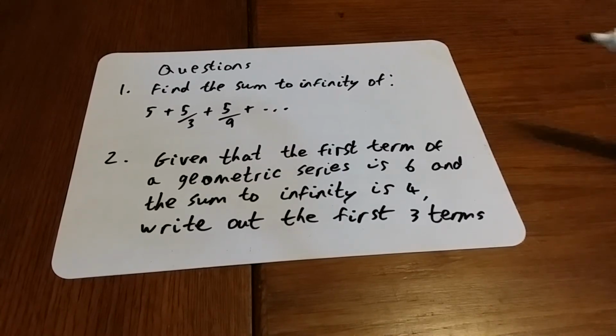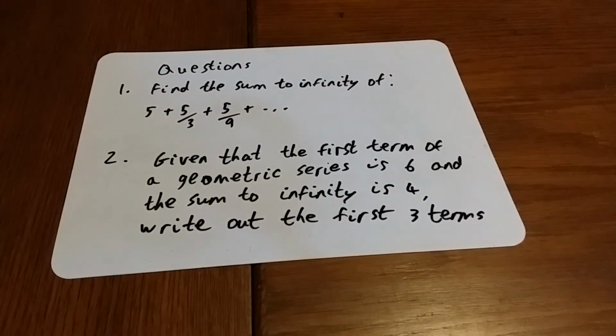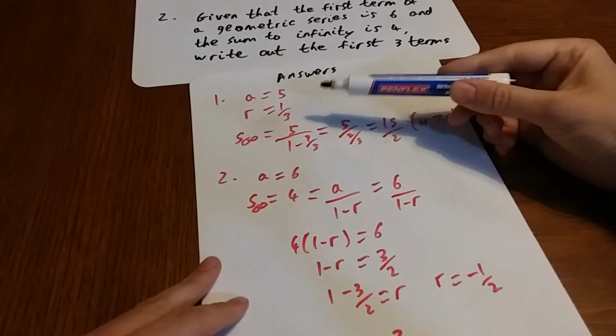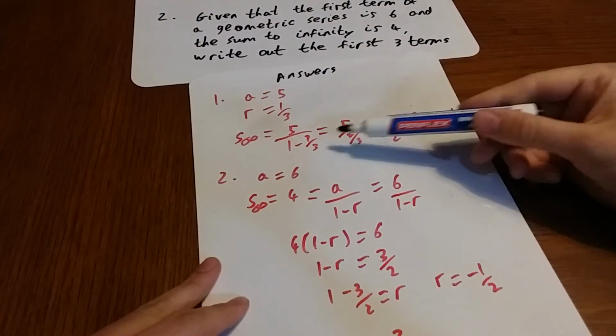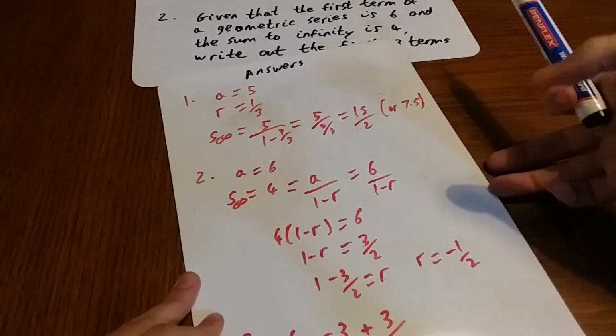Okay, so for this top one, it's just identifying a and r. So a is 5 and r is a third. Probably prefer the fraction on this one. So a is 5, r is a third, stick it into the formula. You should get out 15 over 2 or 7.5. Again, it's a calculator job.